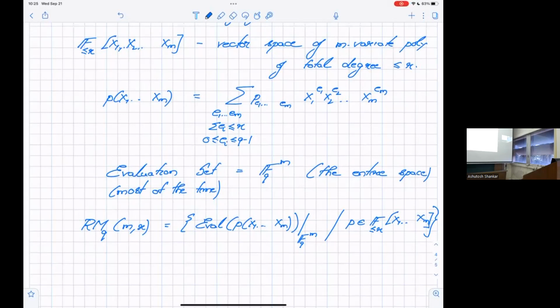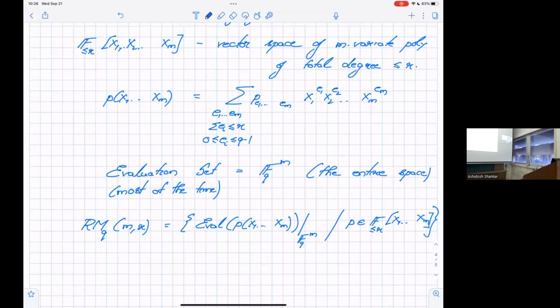I still don't follow. No, I'm saying, suppose R is less than Q. Then it will contain every polynomial. No, it doesn't contain every polynomial. Suppose R is 5 and Q is 10. Why will it contain every polynomial? It only contains things which are of total degree 5. And if R is bigger than Q, then also.